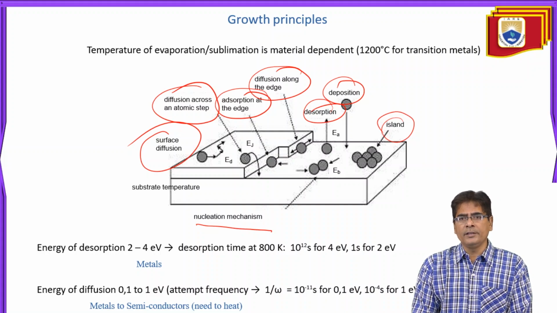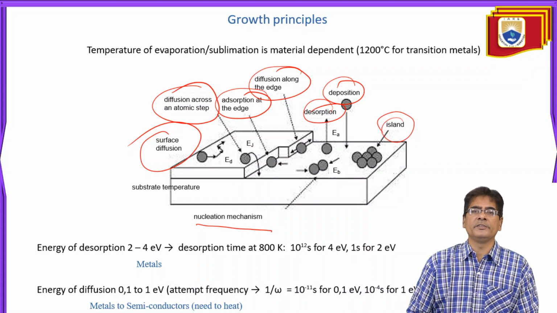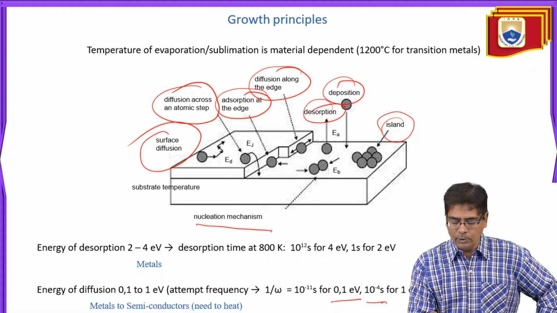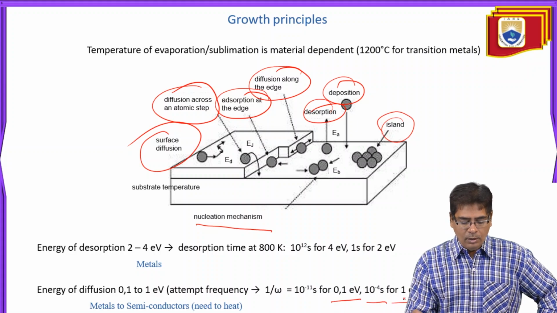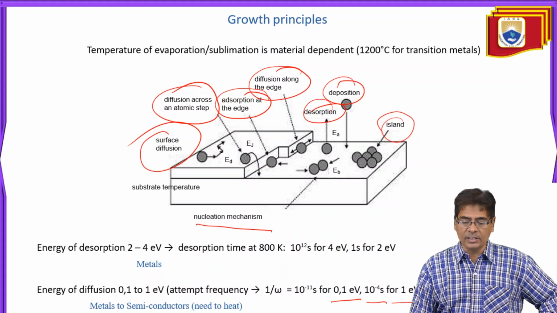The energy of diffusion ranges from 0.1 to 1 electron volt, with an atom frequency of 1 by omega, which equals 10 power minus 11 seconds for 0.1 electron volt and 10 power minus seconds for 1 electron volt. For metals and semiconductors, that is what we need to heat. Right? So this is how the growth principles take place.